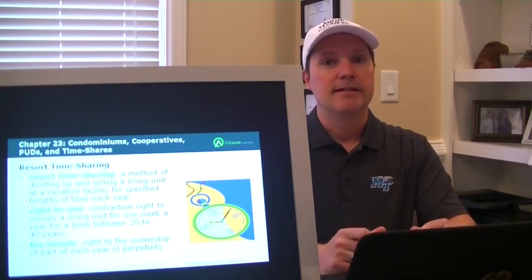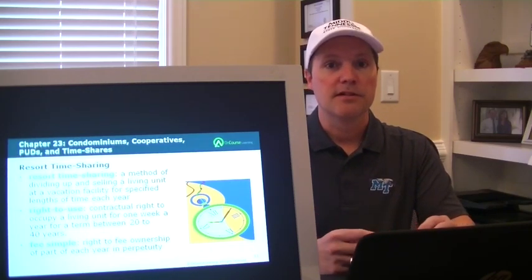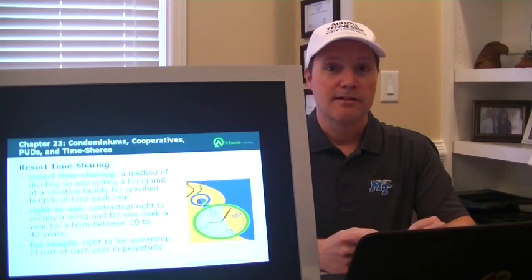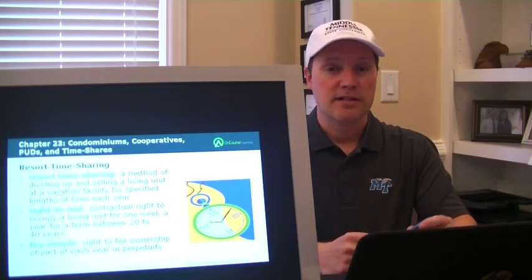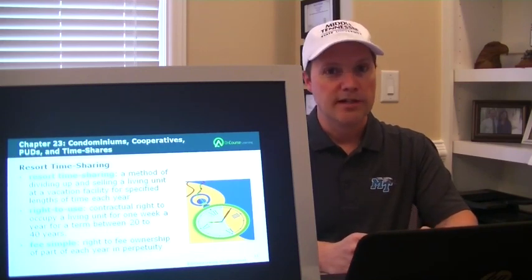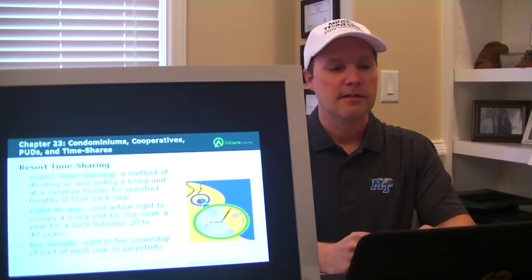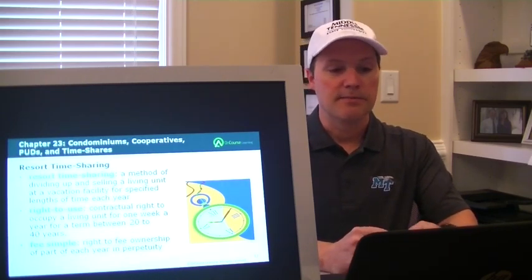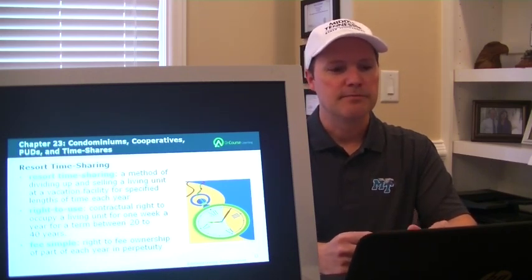So just know, these timeshare companies will try to get you to buy a timeshare, so they'll give you free nights at a hotel, free dinner, and then they'll do a orientation with you and try to sell you that timeshare. They make a big, huge thing about it. So just be careful. Read up real good before you go about timeshares, and just make up your mind. I went to one myself, and we did not buy one, but well, they try to get us to do so. Fee simple. This is right to fee ownership of part of each year in perpetuity.